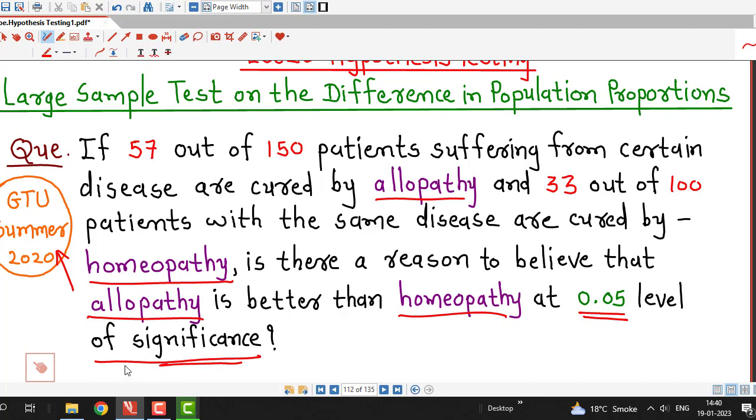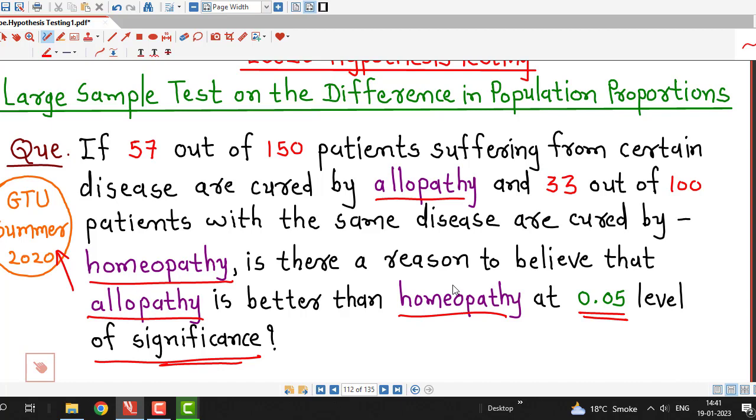Here we are given two samples. One is the sample of patients who are cured by allopathy medicines, and the other is the sample of patients who are cured by homeopathic treatment. They ask whether there is a reason to believe that allopathy is better than homeopathy.